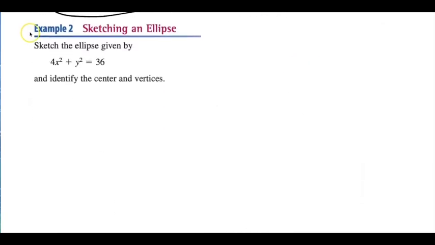Let's do another one. Example 2, sketching an ellipse. Sketch the ellipse given by 4x squared plus y squared equals 36 and identify the center and the vertices. When we sketch an ellipse, we also want to put it in standard form. It's easy to find all the things we need to find.